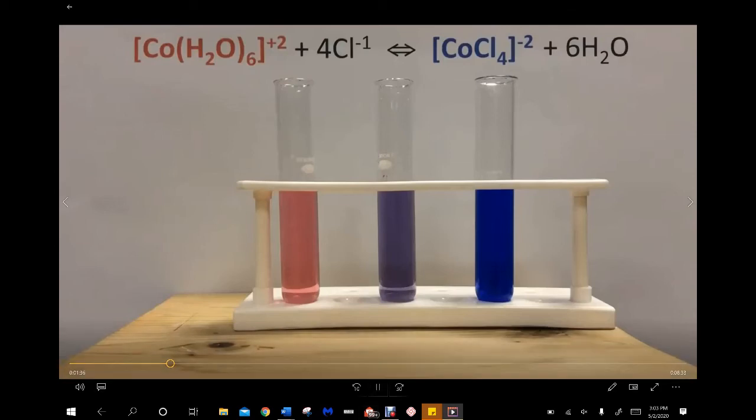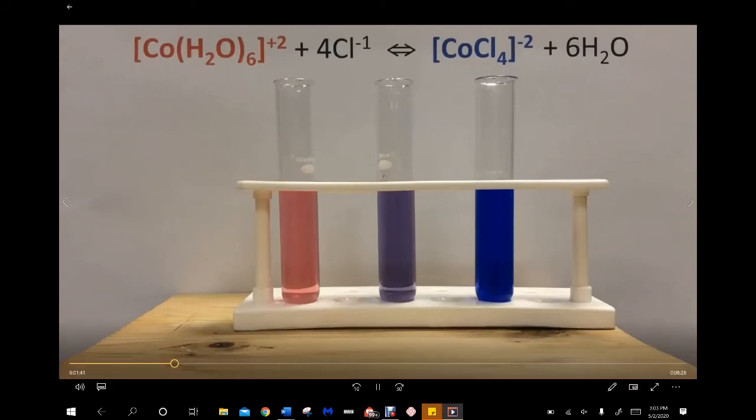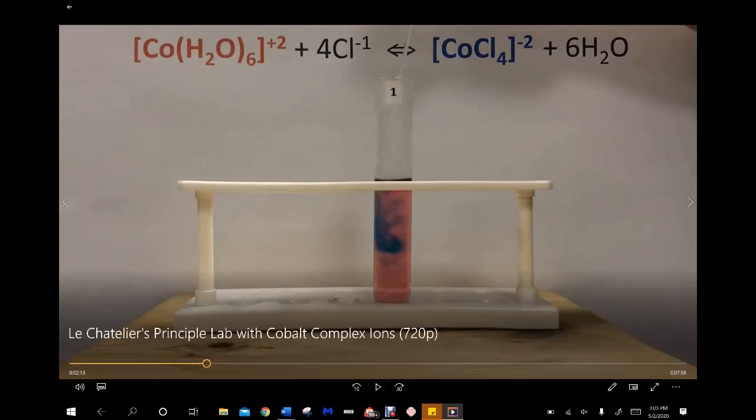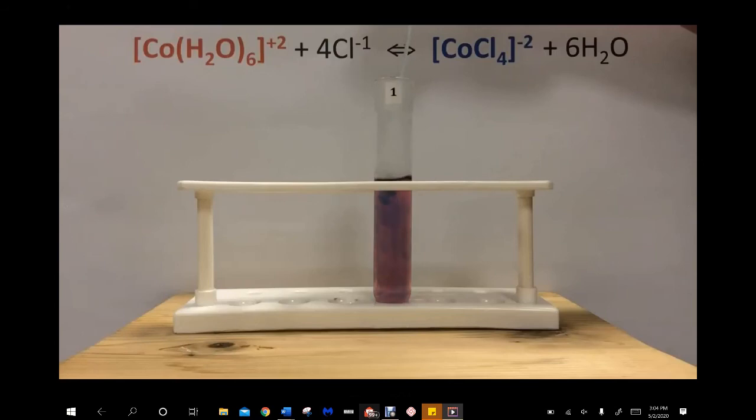All right, so let's go ahead and start with our test. The first thing that we're going to do is take one of our test tubes, and we're going to add some hydrochloric acid. Now, hydrochloric acid has chlorine in it, so that means that we'll be increasing the concentration of one of our reactants, this chlorine right here. Now, because we've added extra reactants, the reaction will have a tendency to shift toward the product side. So we should start to see a change that reflects a blue color, and we do.